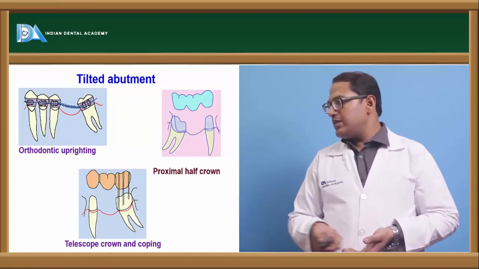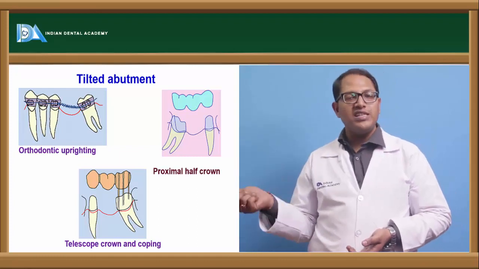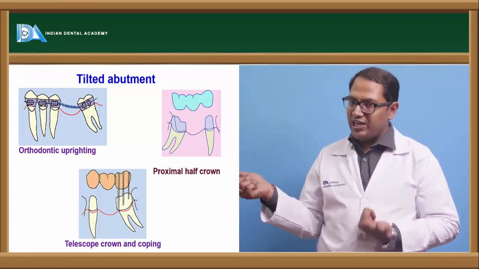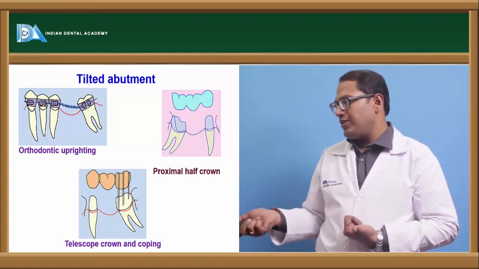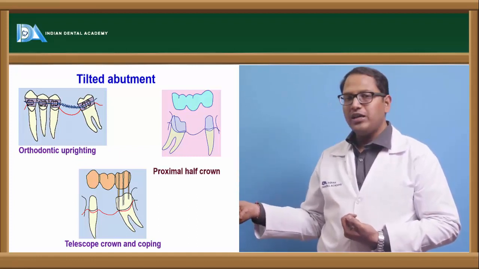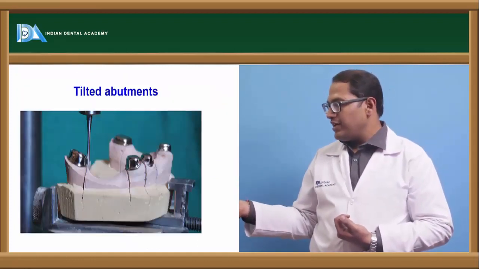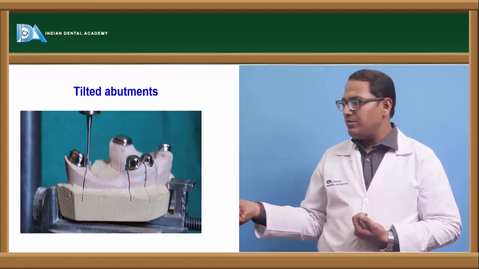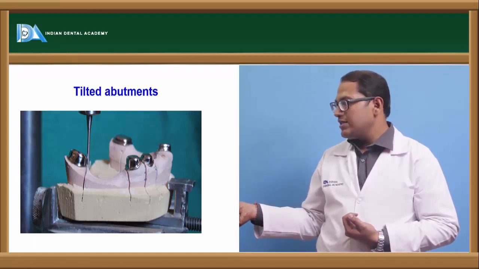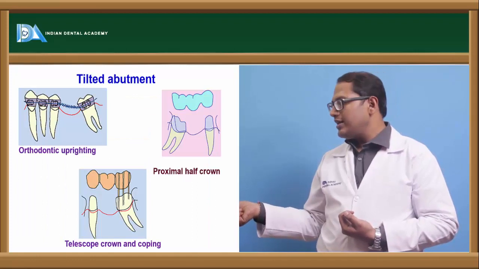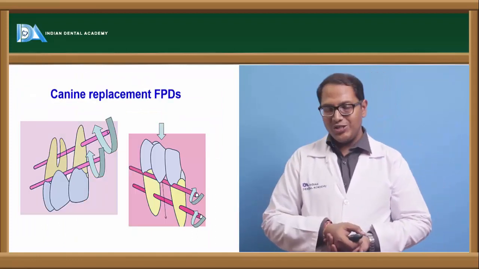Coming to tilted abutment, the first option that always remains is orthodontic treatment. If the patient is not ready for orthodontic treatment, you go for the telescopic crown, as I showed you in my case. We gave a telescopic crown on this particular tooth, making the walls parallel to each other, and then going ahead with the fixed partial denture.